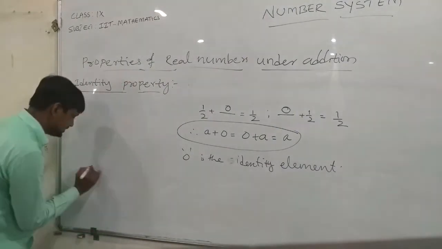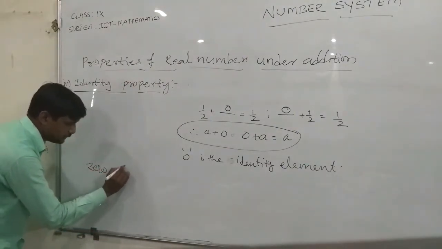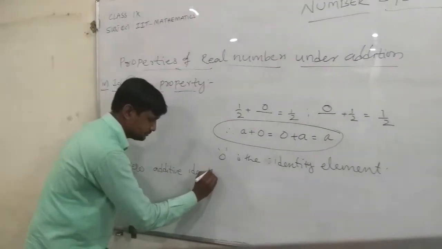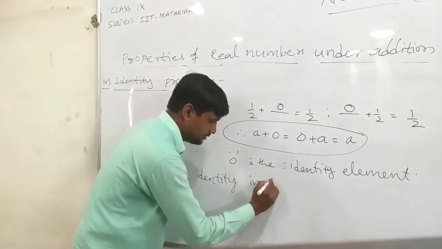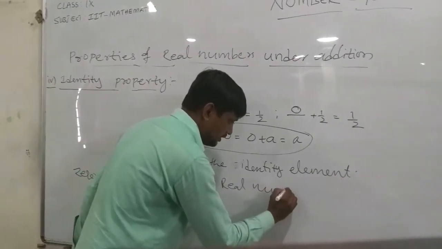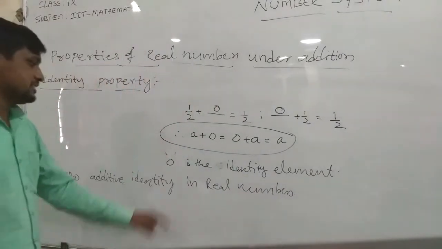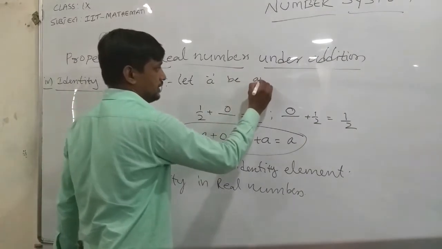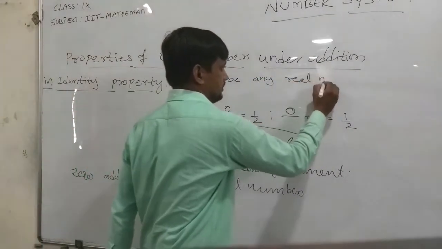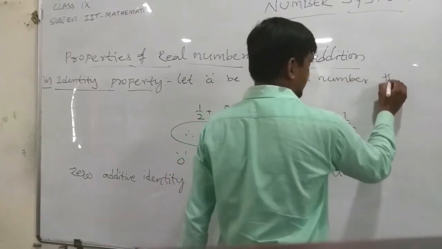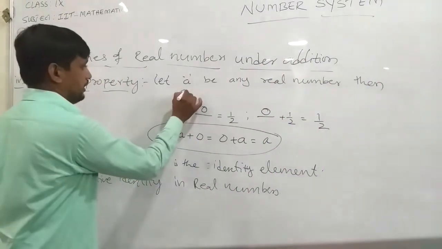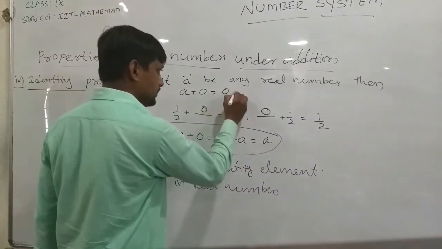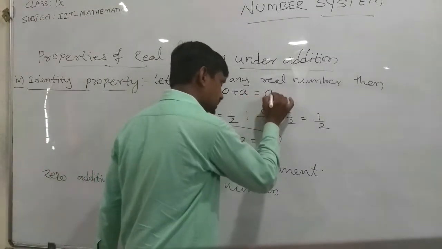Or we can say that 0 is the additive identity in real numbers. So I am saying the definition now. Let A be any real number, then A plus 0 is equal to 0 plus A, any number plus 0 should be equal to the same number.